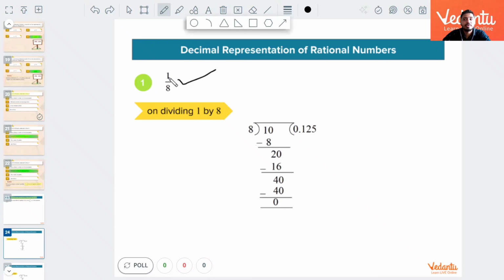1 is smaller. When the numerator is smaller than the denominator, what we used to take? We used to take a decimal. Clear? So it becomes 10. 8 ones are 8. What is the remainder? The remainder is 2. Then carry on again 0. 8 twos are 16. The remainder is 4. 0 will come because it is in the decimal. 8 fives are 40. So what is the answer? 0.125 is the answer of 1 by 8. On converting 1 by 8, we are getting 0.125. Clear? Say yes or no.